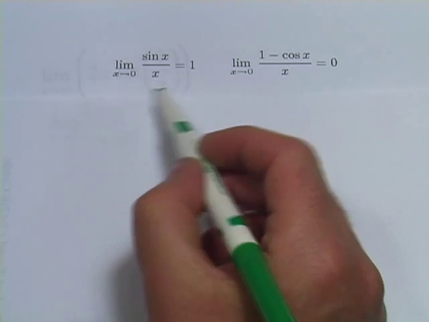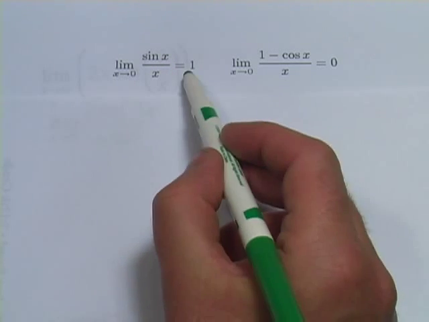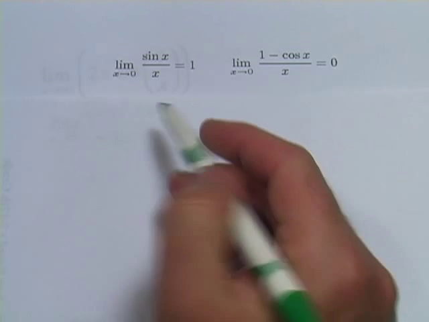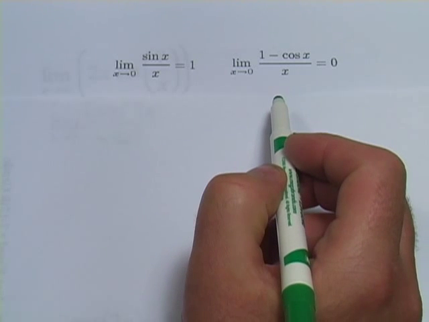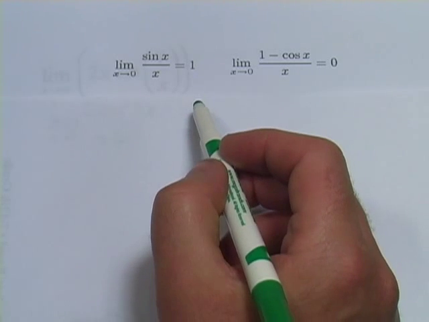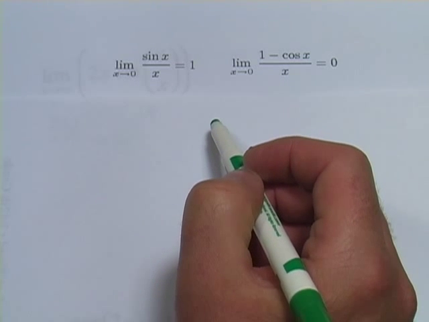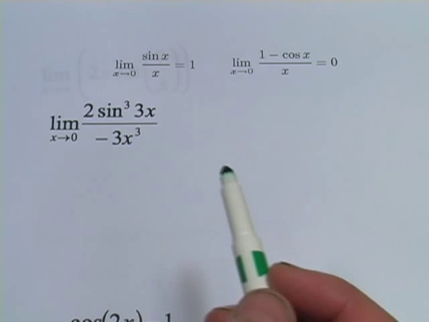This video is not going to explain why the limit of sine x over x is 1, or why this one is 0. That's a different video. We're just going to do some problems taking these facts for granted and trying to sort out all the algebra involved in finding these somewhat complicated limits. Let's take a look at this first one.